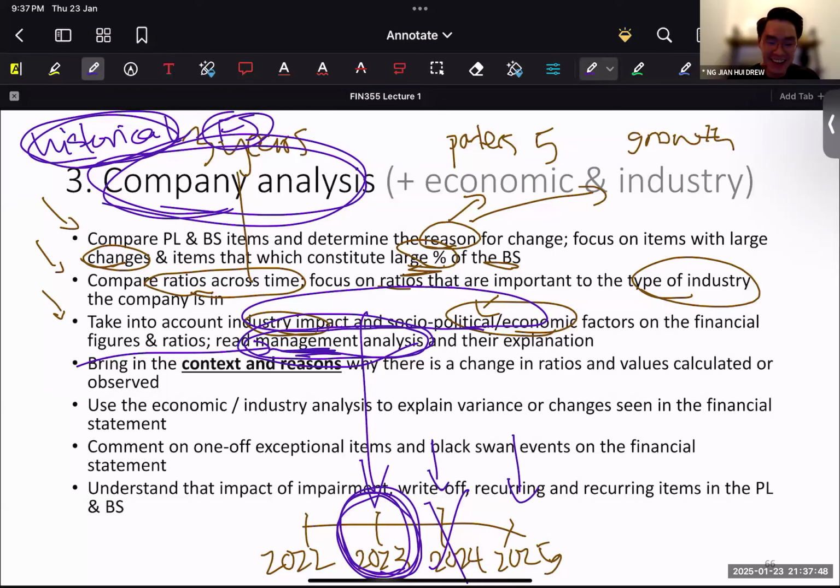Last but not least, you have to bring in context as well in terms of the reason for the change in the ratio. For example, is the population declining such that there's less volume of purchase of, let's say, alcohol, and therefore there is a decrease in net profit? You have to bring context. What's the reason behind the decrease in net profit?